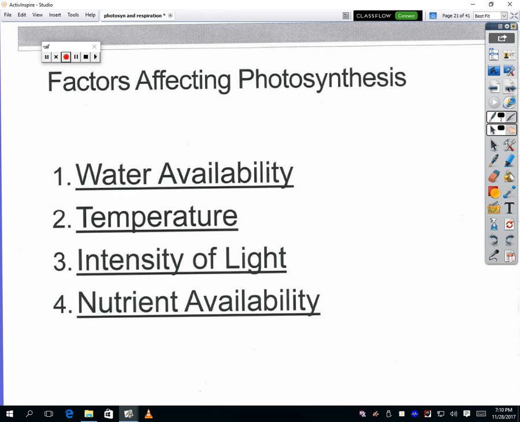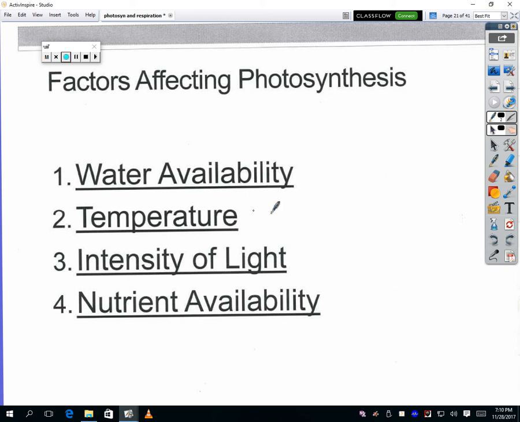So what are some factors affecting the rate of photosynthesis? Well, there's water availability. If you don't have water, you can't split it in the light reaction, so the process stops. So plants need water, just like every other living organism. Temperature and light. Think about this time of year.